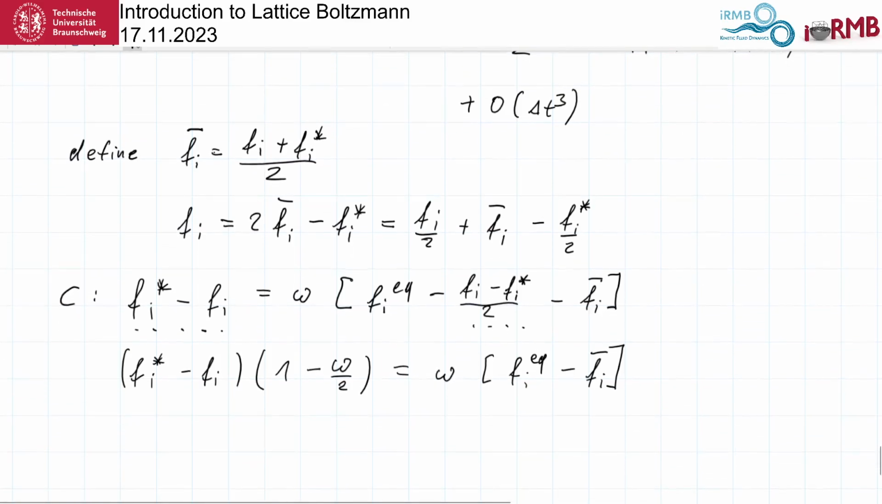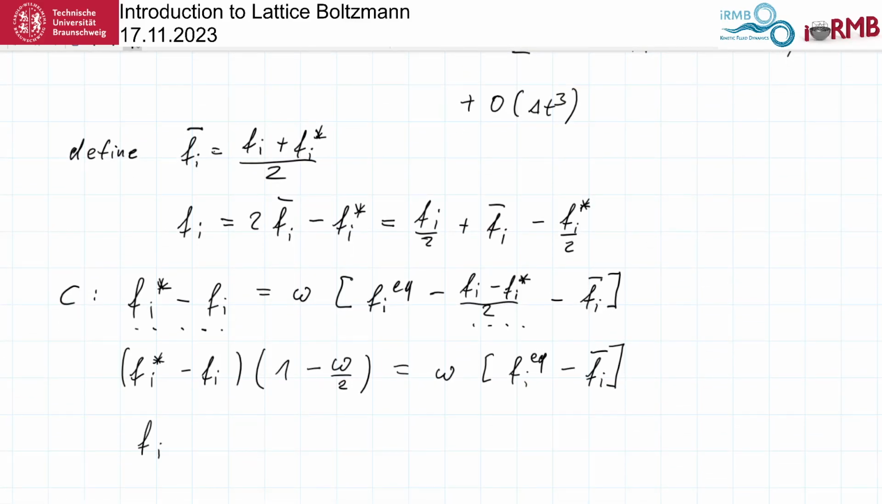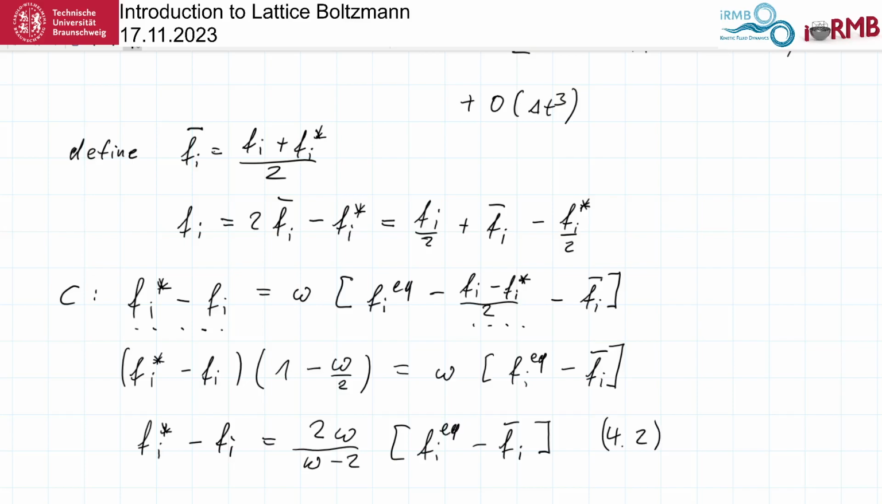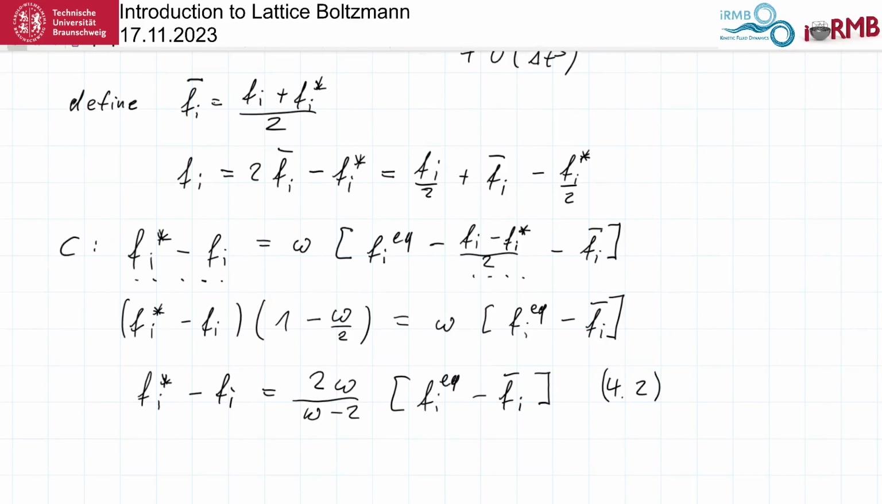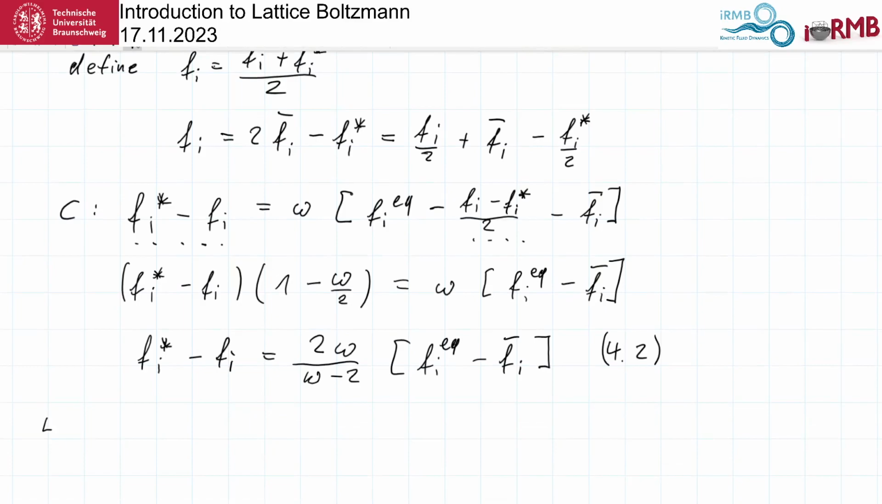It looks like the BGK operator if we say that fi star minus fi is equal to 2 omega divided by omega minus 2, fi equilibrium minus fi bar, and this is what we call equation 4.2. So now, again, we look at our Taylor expansion, which was equation 4.1. So our Taylor expansion looked like this.